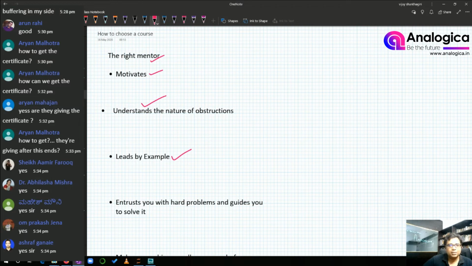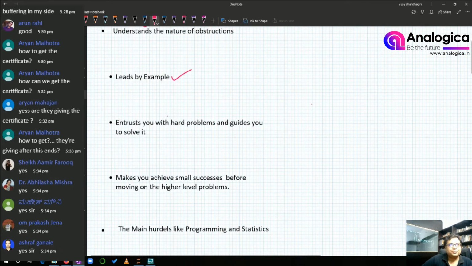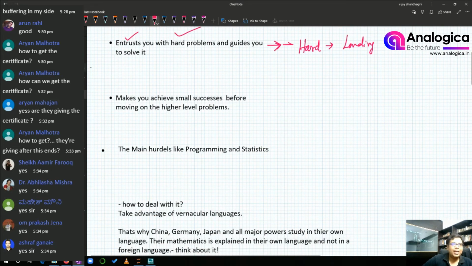So more than anyone else, that mentor should be going ahead and solving various different kinds of problems. And then that mentor should entrust you with hard problems and guide you to solve them. There's no way you can just be given small, silly problems and then you solve them and then you say, okay, I know machine learning. The mentor should always put you into a hard position and then make sure that there is always a lending hand, a guiding light to make you move through it. Then you know how to get yourself out of difficult situations of that particular field, right? So with that, another added statement here is to make you achieve small successes before moving to higher level problems. You take step by step.